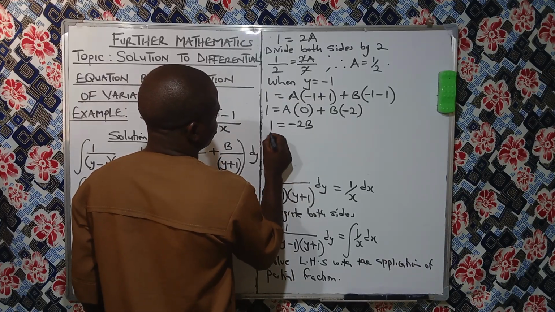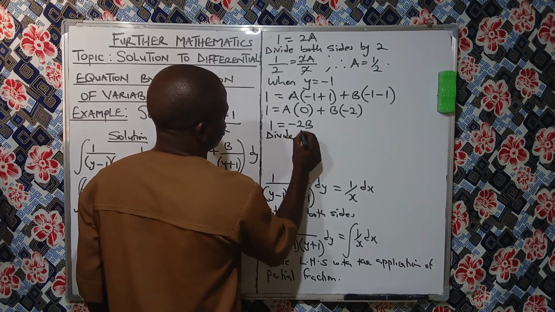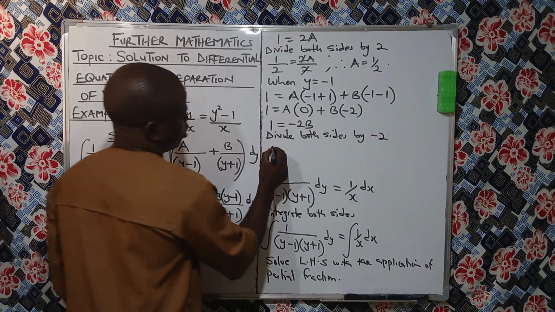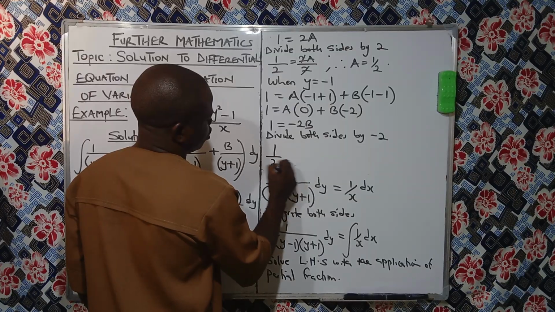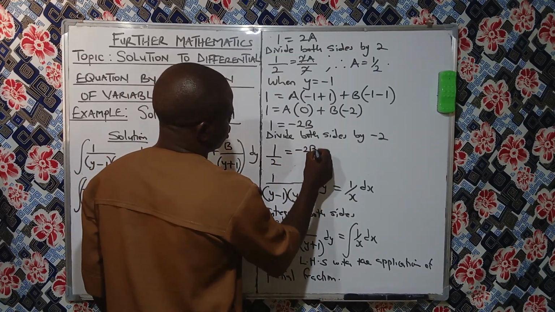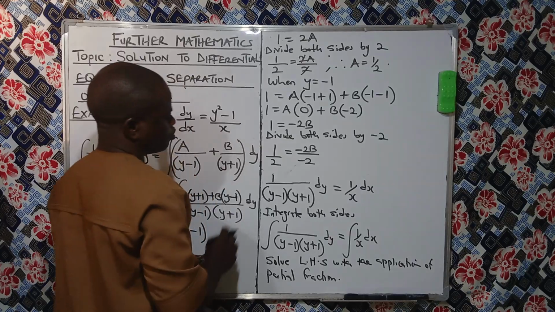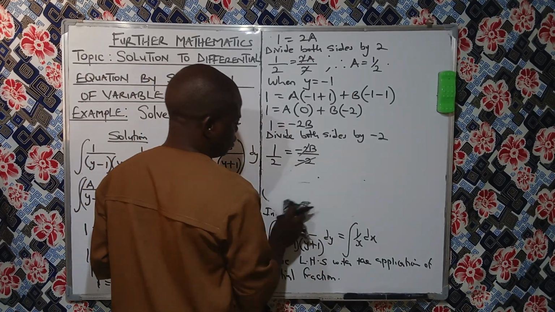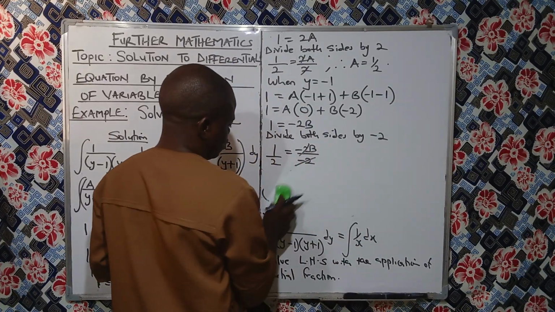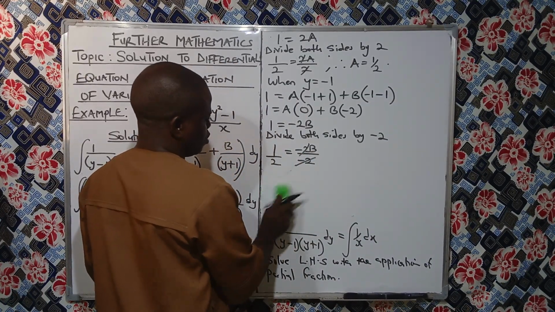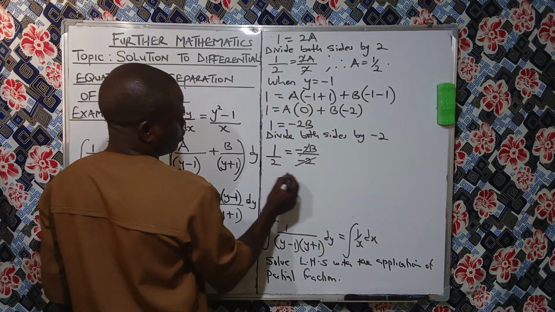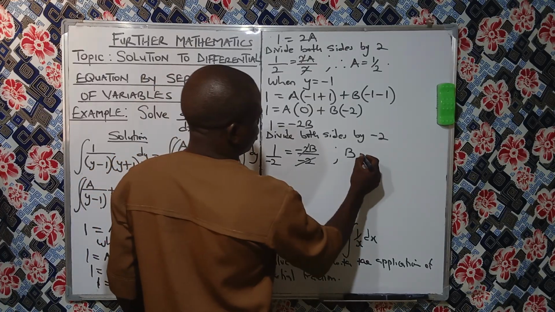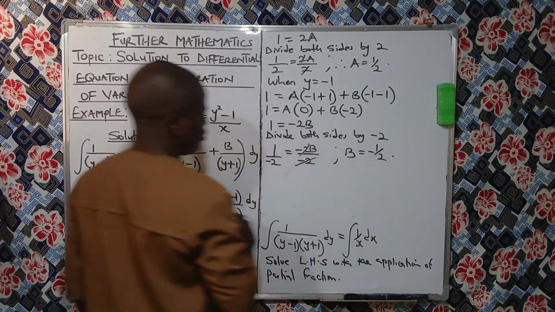Divide both sides by minus 2. You have 1 divided by 2 equals minus 2b divided by minus 2. Minus 2 cancels minus 2. Now, your b, this is my divide minus 2, your b equals minus 1 over 2. Okay?